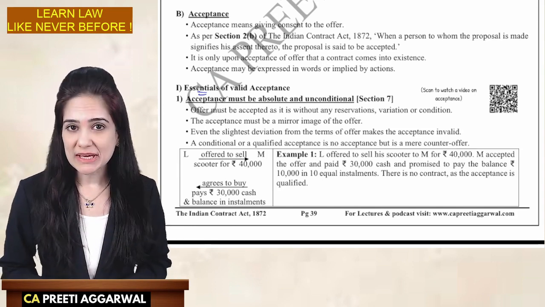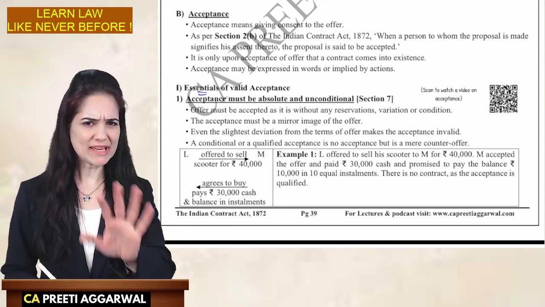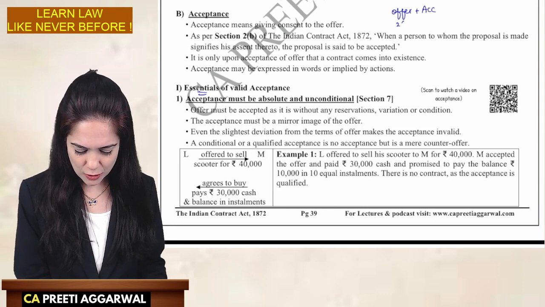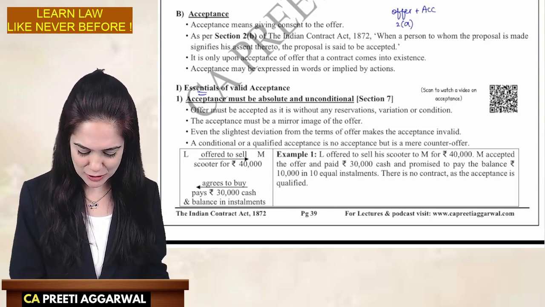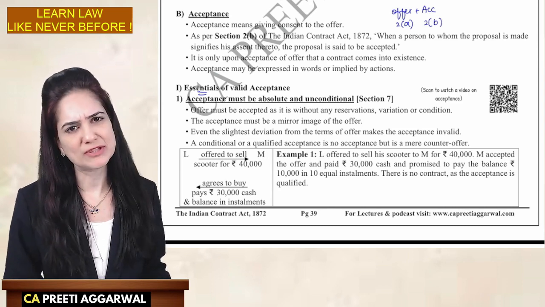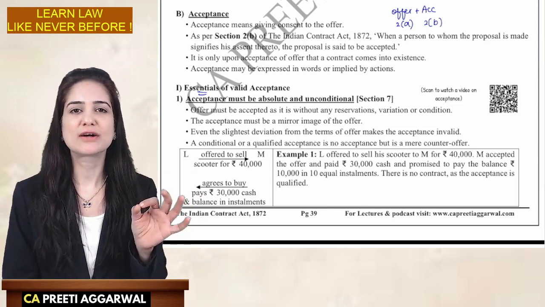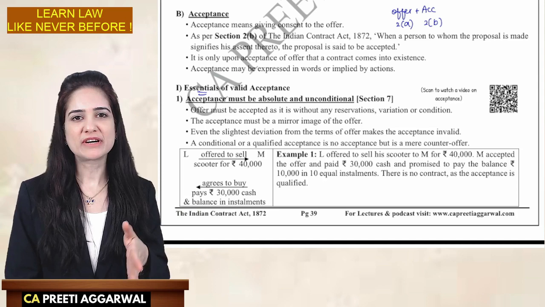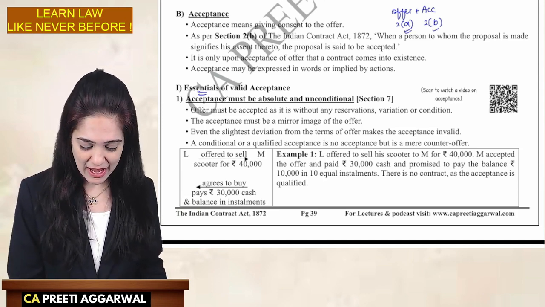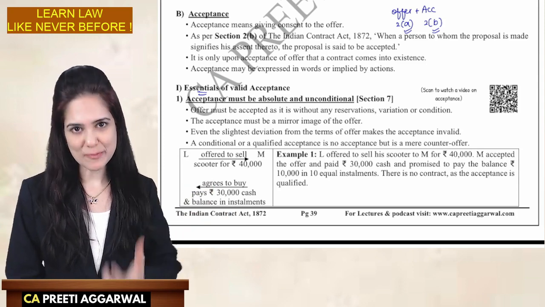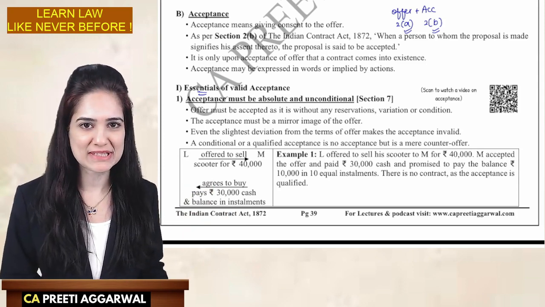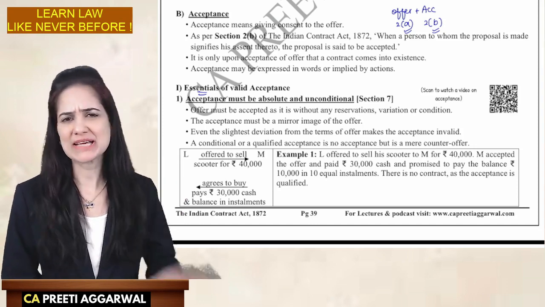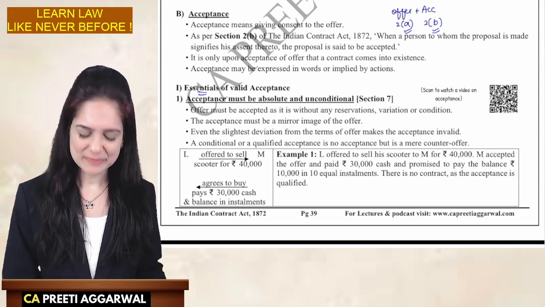Section 2 clause B defines acceptance. It's very easy to remember. Section 2 clause A defines offer and 2 clause B defines acceptance. Generally, definitions are covered under section 2. Offer is the starting point of contract, so it is discussed under section 2 clause A, and after offer you need to accept it, only then a valid contract can come into existence. So acceptance is discussed under section 2 clause B. This is how you can remember the section numbers.